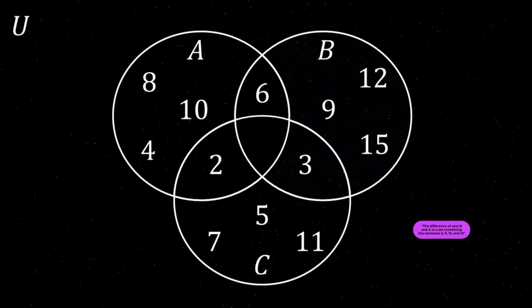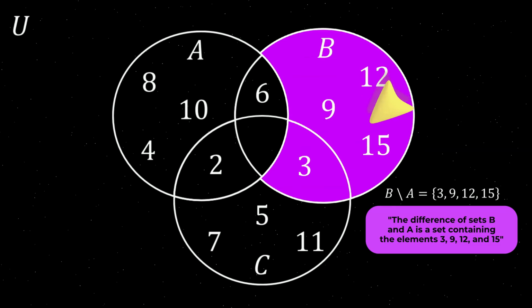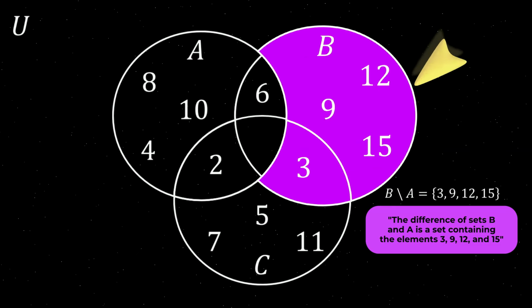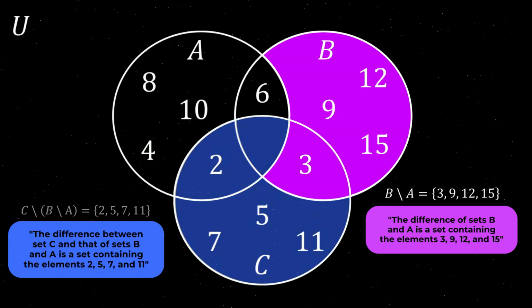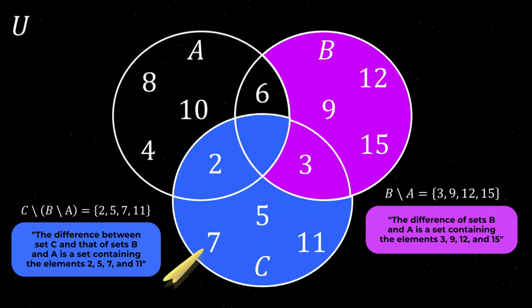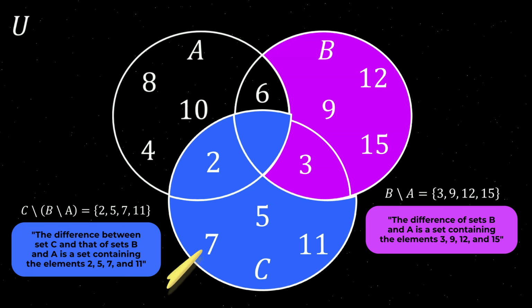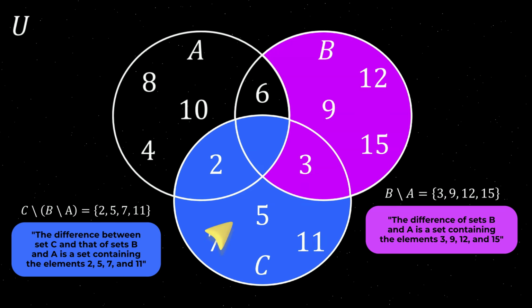First, we illustrate the difference between sets B and A. As shown here, this is the area occupied by set B that is not occupied by set A. Okay, now we illustrate the difference between set C and that of sets B and A. As you can see, this is the area in blue, that is, the area occupied by set C that does not include the area in purple.